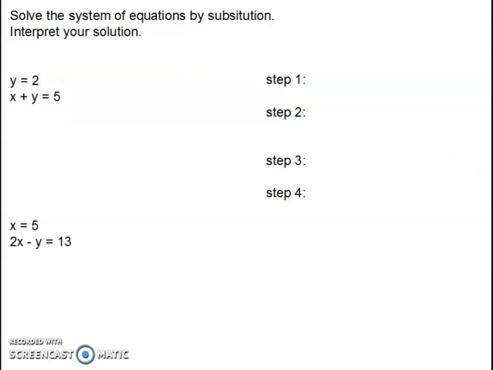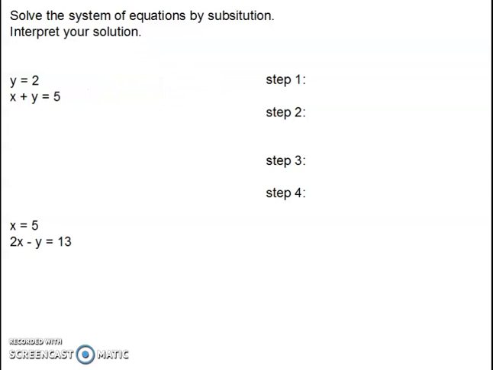So if I were to graph this, I will just sketch a very brief graph. I would have a y value equal to 2. So that first line would look something like this. It is a horizontal line where y is always equal to 2. And then my second equation, x plus y is equal to 5, would look something like this. We have a y-intercept of 5 and a slope of -1. So what we are looking for is that point of intersection.